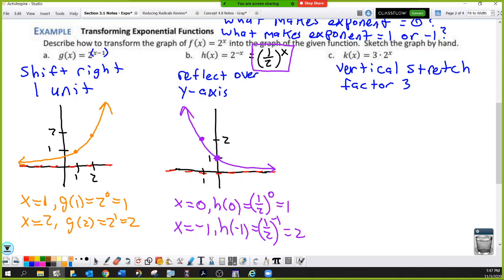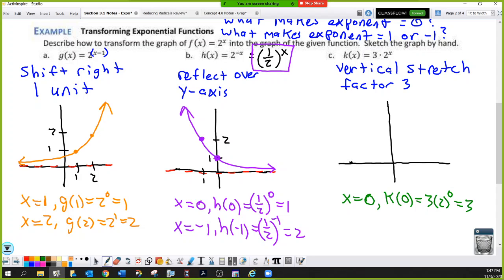Vertical stretch factor 3. Well, because it's a growth function, I'm just going to go with what makes the exponent equal 0 and what makes the exponent equal 1. What makes the exponent equal 0? Yeah, 0. So when you plug in 0 to k of x, you get 3 times 2 to the 0, which is 3 times 1. It's 3. So 0 comma 3.